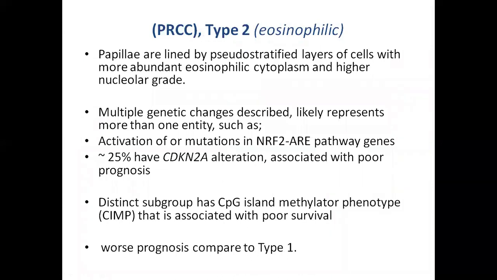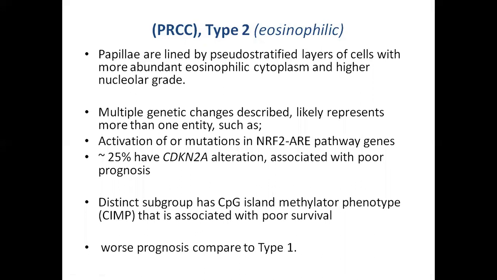While discussing type 2, type 2 tumors are very eosinophilic, which means they have a much more pinkish, eosinophilic cytoplasm. Predominantly, they have papillary cores lined by pseudostratified layers of cells, which have much more abundant, pinkish, eosinophilic cytoplasm, and they commonly have a higher nuclear grade. By higher nuclear grade, it means that even on low power, we can clearly see the nucleoli. And they are very heterogeneous in terms of molecular origin. That is one reason they carry a very poor prognosis compared to their type 1 version.